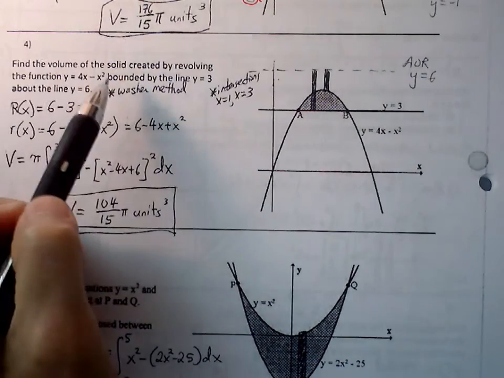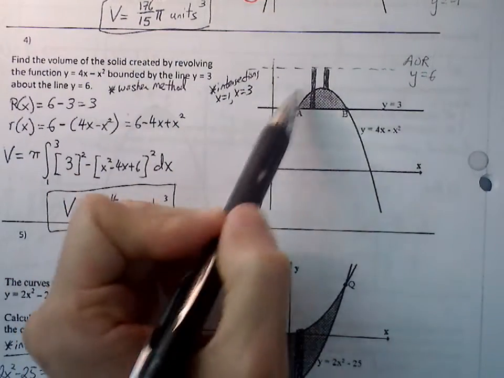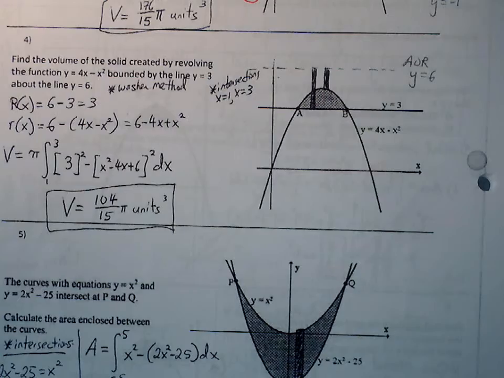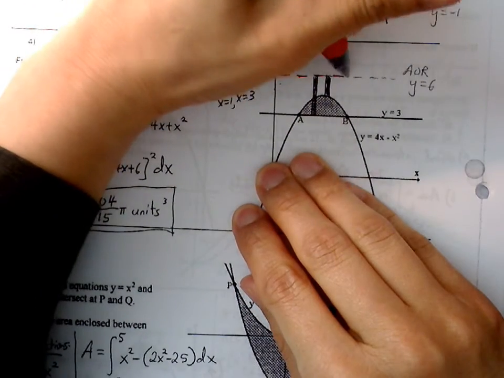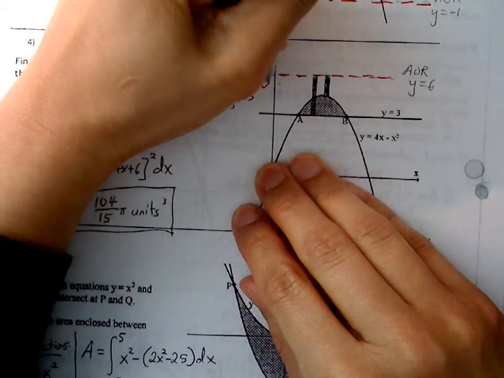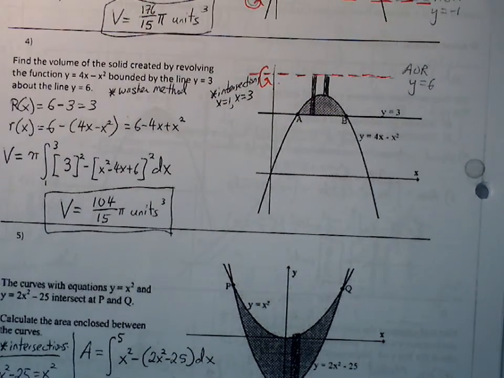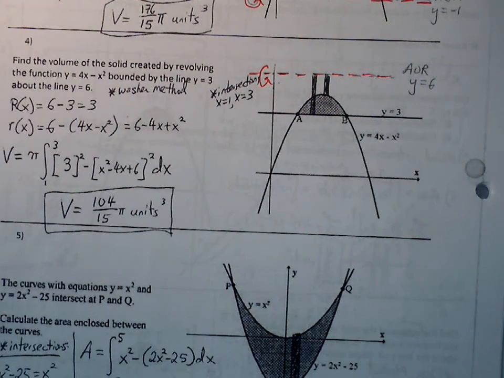All right, number 4, we have the same shaded region. Now our axis of revolution is sitting above, but we see that there's still a gap. It's not up against the flat surface of the shaded region, so we know that we still have to rely on Washer method, which requires us to draw 2 radii.